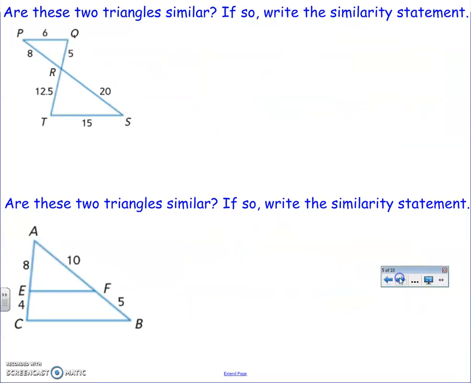Alright, here's the next one. Are these two triangles similar? They do have vertical angles, but that's not enough. So I'll check the sides. We'll see if the sides are proportional. So we'll do the biggest side over biggest side.